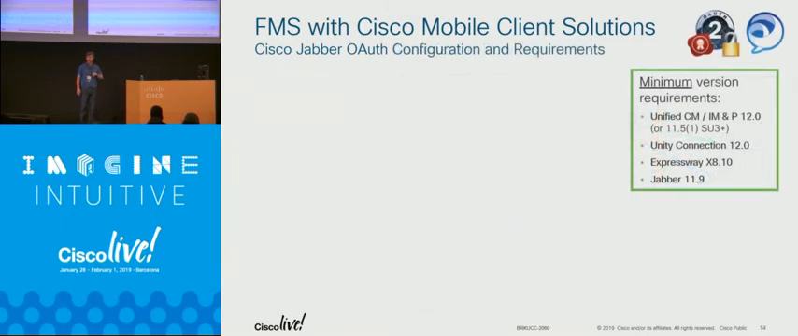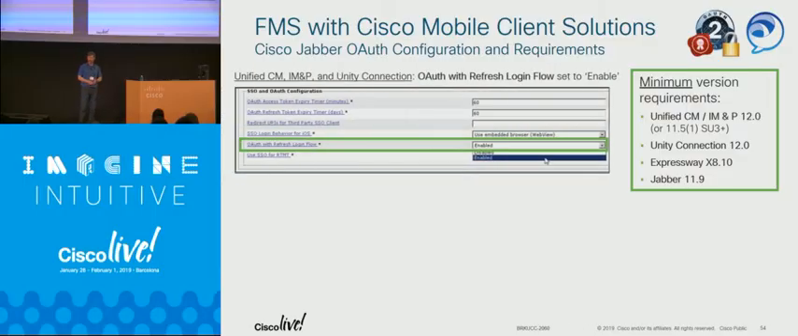One last thing, just so everybody's clear in terms of what the requirements are. This all started happening with Communication Manager and IM&P 12.0. We also backported it to 11.5.1 SU3. So once you get to those versions, OAuth is going to be implemented by default within those systems, for the most part. Unity Connection 12, Expressway 8.10, and then Jabber 11.9 are the minimum requirements for OAuth.